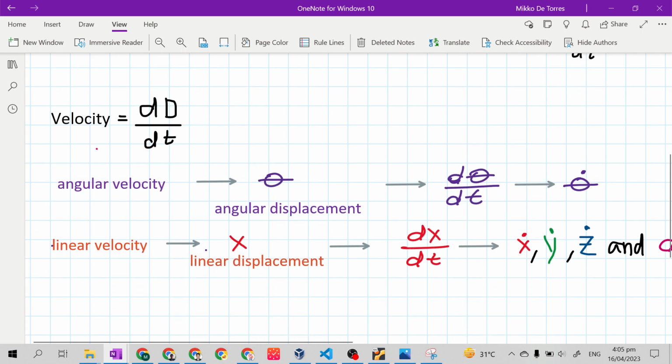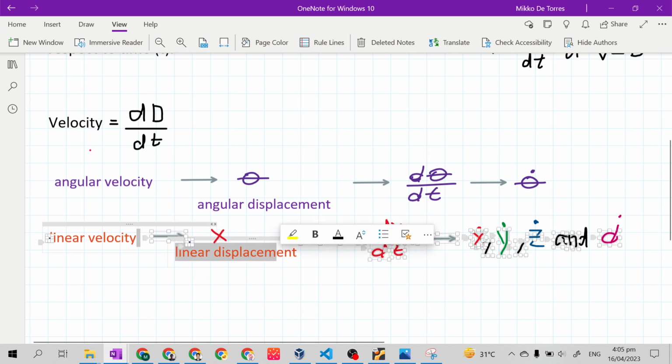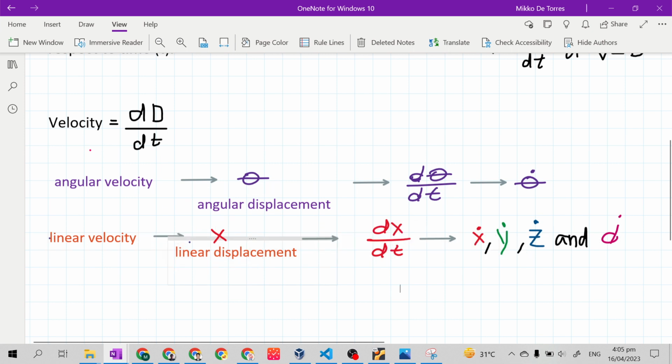Again, instantaneous velocity is the differential of displacement with respect to time. We have two types of velocity, the angular velocity and the linear velocity. Angular velocity is from the angular displacement due to rotation. Its differential is the angular velocity, which we will write as theta prime. Next is linear velocity, from the linear displacement. Its differential is the linear velocity. So these are our linear velocities: the x prime, the y prime, the z prime, and the d prime.